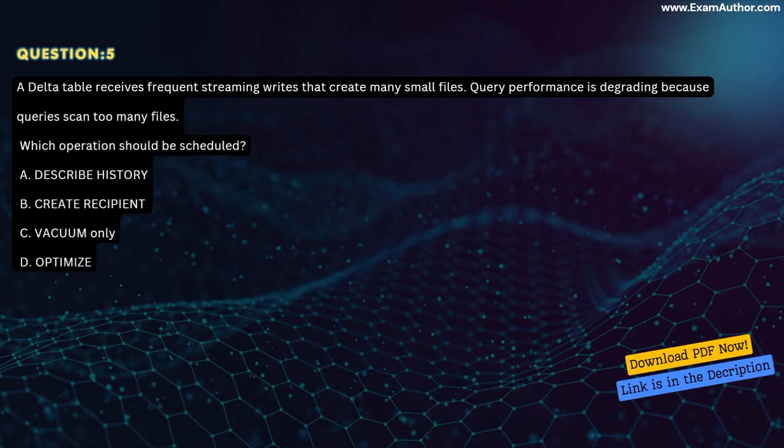Question 5. A Delta table receives frequent streaming writes that create many small files. Query performance is degrading because queries scan too many files. Which operation should be scheduled? A. Describe history. B. Create recipient. C. Vacuum only. D. Optimize.